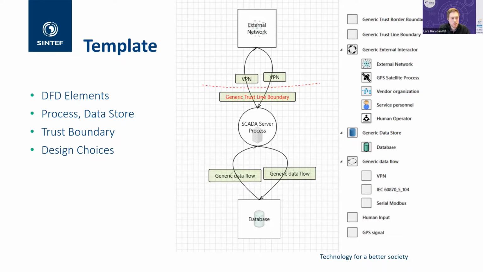Another example is the data store, which traditionally can be used to describe both databases, memory or files, and in our model we only include the database. The files or memory are assumed to be part of the process elements. Then in addition to the data flow diagram elements, we have the trust boundary, which is used to separate more trusted elements from less trusted elements.